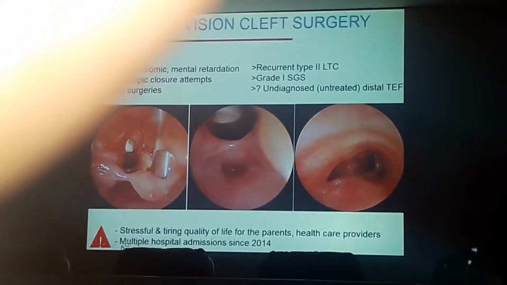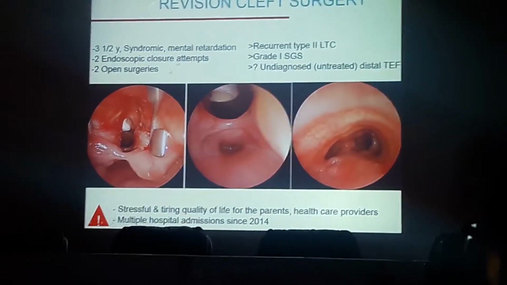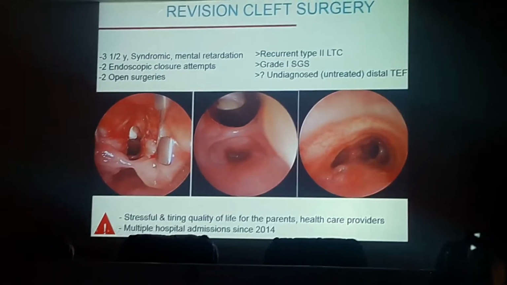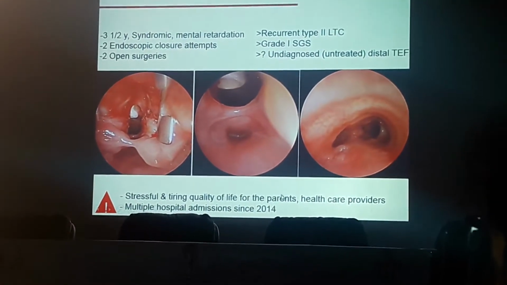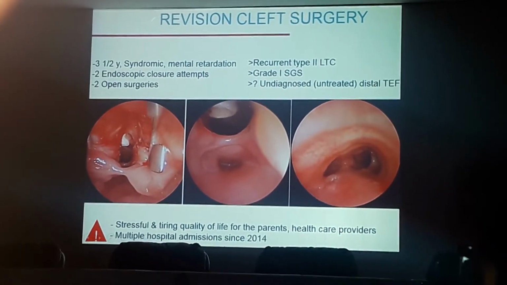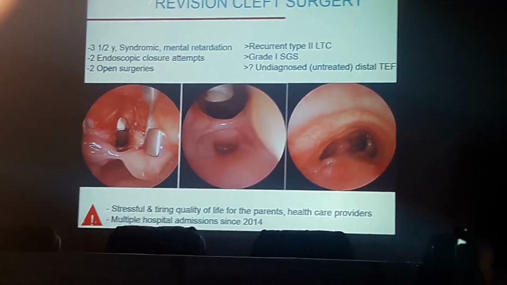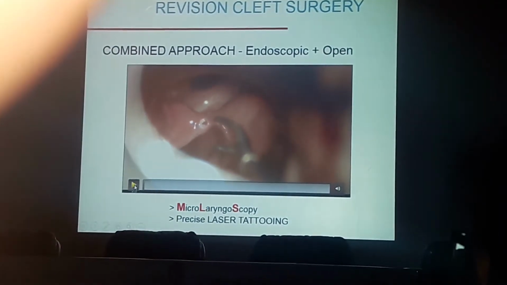You must remember the parents as well. Now, this child is syndromic and is mentally retarded. It was extremely stressful for this particular family and healthcare providers. She has had multiple hospital admissions in her country since 2014. And this is actually how we prepare her.